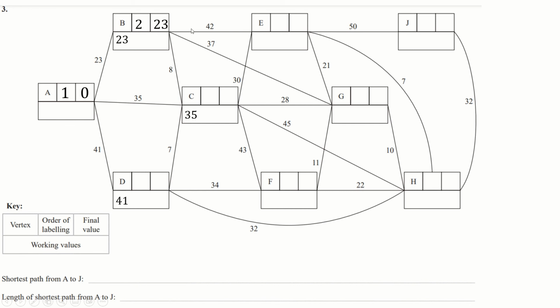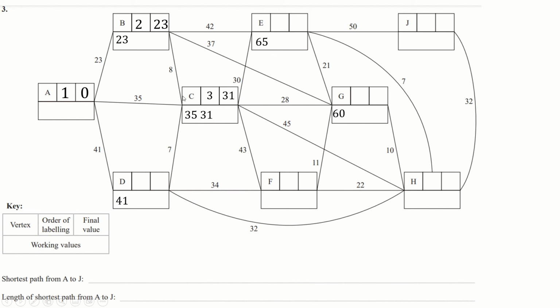And then again, fan out all of the places you can go from the place you just put a number. So add 42 to this 23, add 37 to this 23, add 8 to this 23, and then look around all of the boxes that you've got information for. The smallest one is this 31, so that's the third place we go, value 31.